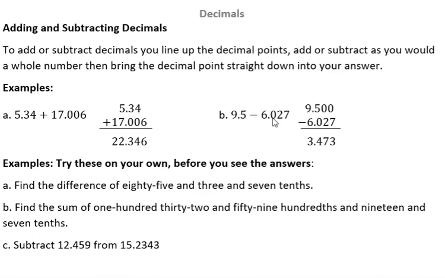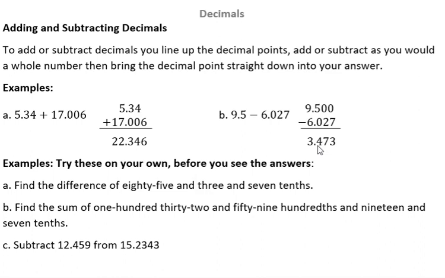The same thing applies for subtraction, 9 and 5/10 minus 6 and 27 thousandths. When I rewrite that, I'm going to go ahead and add a few zeros to the end, because remember it's still equivalent, and that way I can get everything to line up nicely. So 9 and 500 thousandths minus 6 and 27 thousandths, and then I would have to borrow and subtract. The subtraction I'm not going to go through because you already know how to do that. And then just remember to bring your decimal point straight down into your answer.